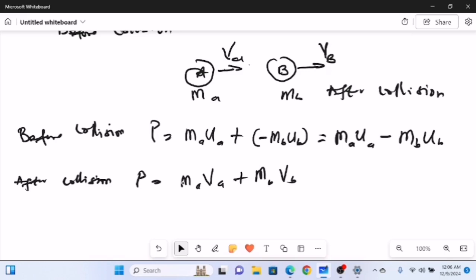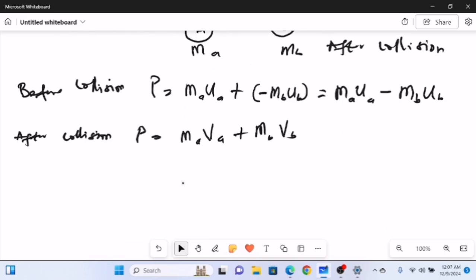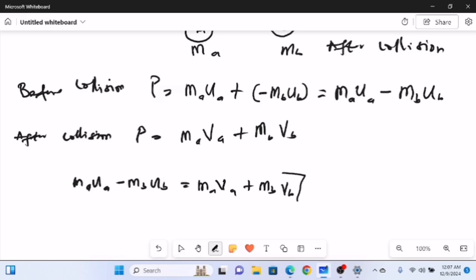Now the law of conservation of linear momentum is simply saying that the sum of momentum before collision is equal to the sum of momentum after collision. So before collision, we had MA UA minus MB UB. So this is going to be equal to MA VA plus MB VB, and this is the principle of conservation of linear momentum. Now, we are going to be applying this principle to solving a problem.